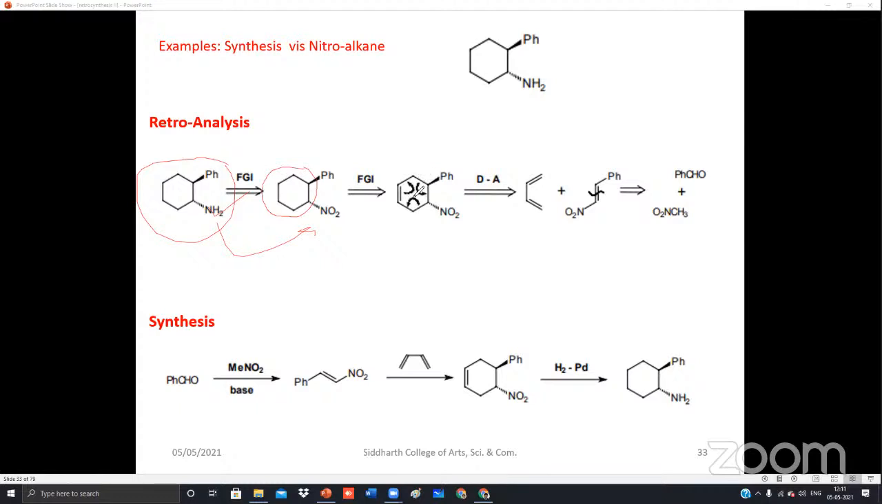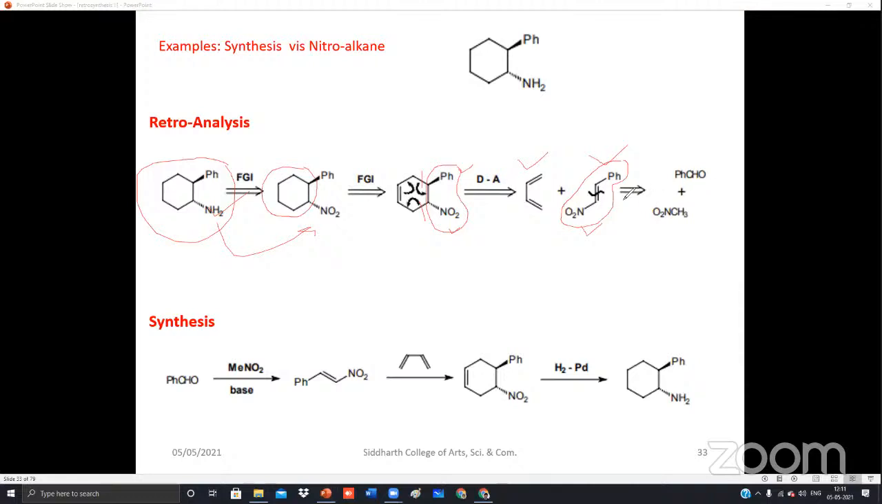Suppose if I add a double bond, I can have Diels-Alder chemistry. I will disconnect over here. I will have a diene and dienophile. Now, the stereochemistry of this particular substituent, that is phenyl and nitro, is trans. So when we disconnect over here, the dienophile will have a trans geometry that you have to look into. So this trans geometry of this dienophile, you have to selectively synthesize.